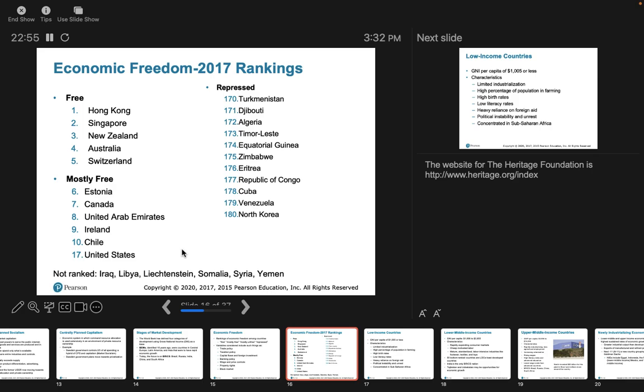We have countries like North Korea, Venezuela, Cuba, Republic of Congo, Djibouti, Algeria, Timor-Leste, and Equatorial Guinea. All of these countries are repressed. There are some countries that are not even ranked, like those experiencing war now or having some unrest. These countries are not ranked.